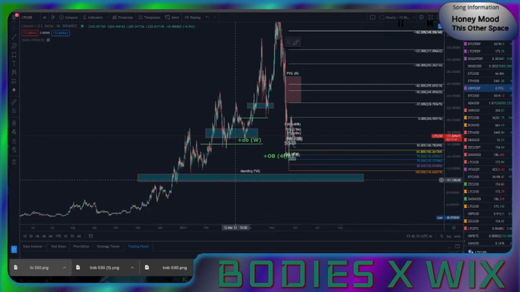All right, guys, just understand that price is always looking for liquidity, and it's always looking for balance. That's all it's looking for.